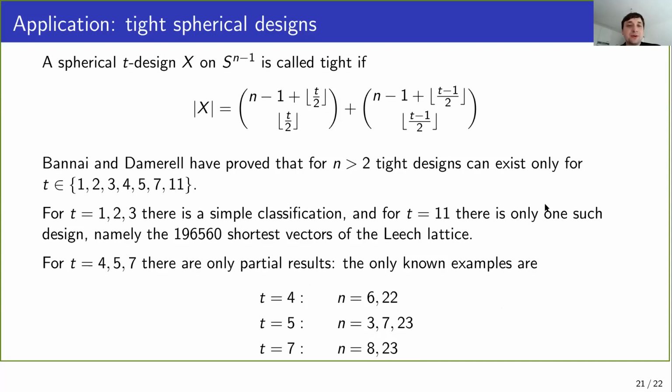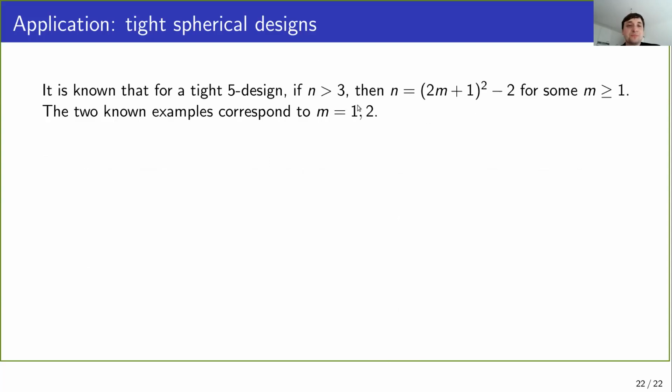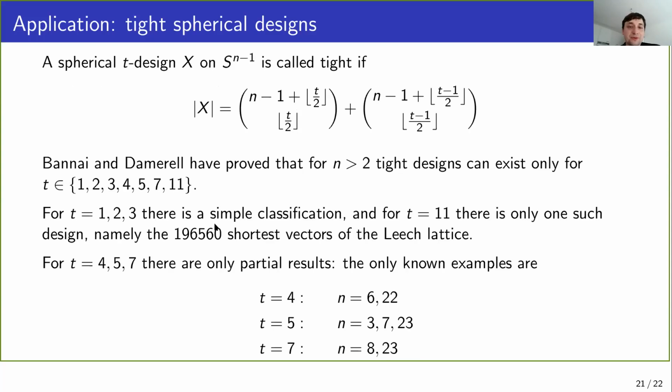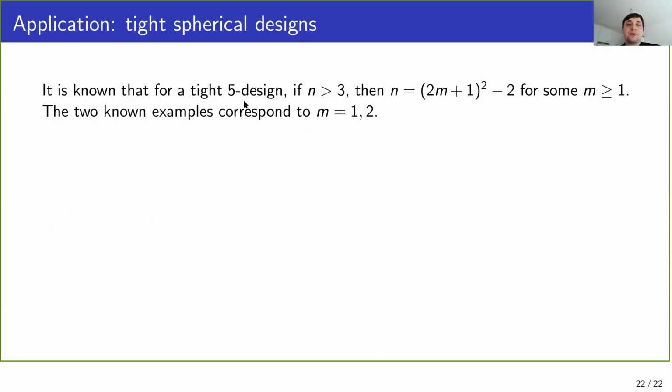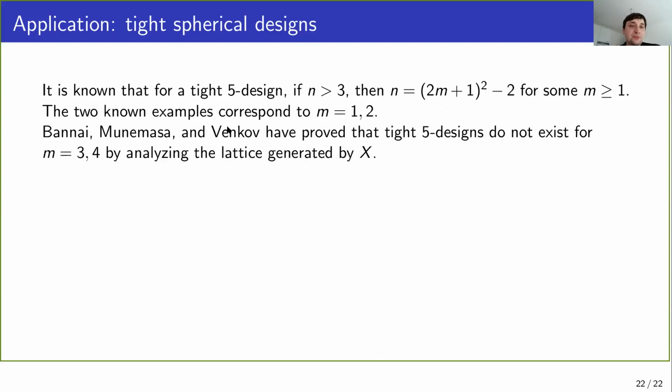So the application that I wanted to say is that, first of all, the general theory tells you that if there is a tight 5 design in dimension greater than 3, then the dimension itself has some arithmetic conditions on it, and it has to be 2 smaller than a square of an odd integer. And the two examples that are known correspond to this parameter m being 1 and 2. And there is a nice work by Bannai, Munemasa, and Venkov, who proved that in the next two cases, m equals 3 and 4, there are no tight 5 designs.